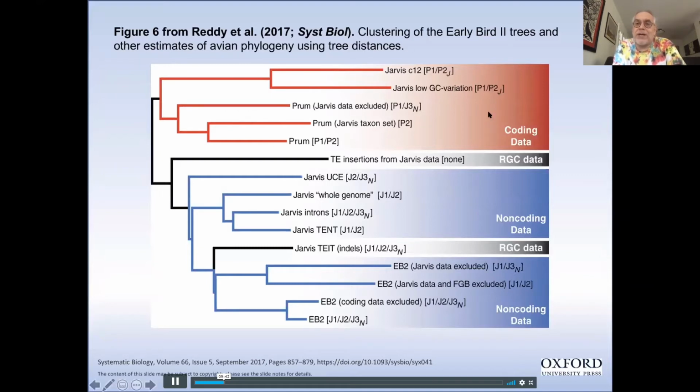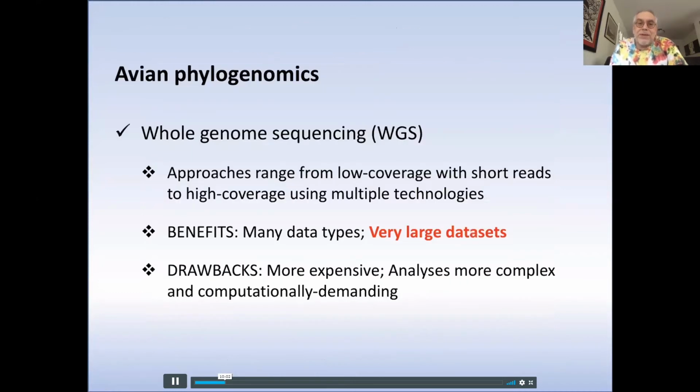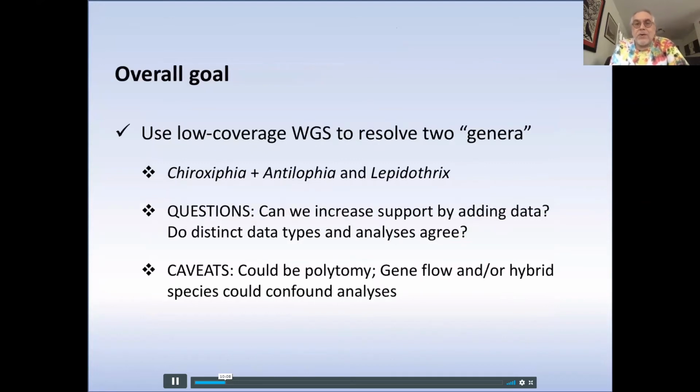And what I want to highlight is, although the trees are very similar, we have a coding data cluster and a non-coding data cluster. So data type matters. And even when the topology is consistent, you can get differences in branch lengths or support values. The other obvious benefit is large data sets. So what's our goal? Well, we want to resolve 2 genera, I call it in quotes for Charaxipha plus Antilophia, and the genus Lepidothrix, both of which have low support for at least some nodes.